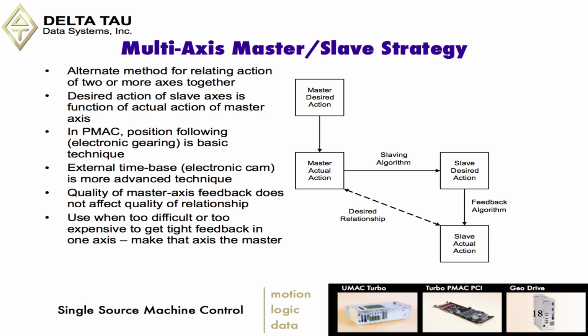To give you a quick example of what I'm talking about, if one motor is looking at another motor's actual position and the master motor has a bit of vibration on it, that vibration is going to be immediately sent down to the slave motor. So poor tuning on the master motor will result in poor behavior on the slave motor. So now, with the external time base, the quality of the master axis feedback doesn't affect the quality of that coordination relationship.